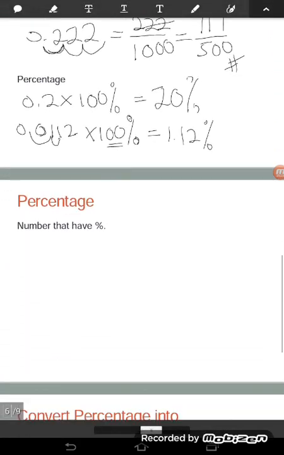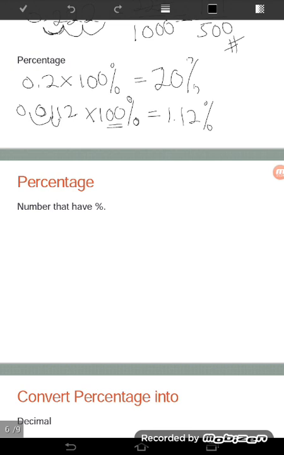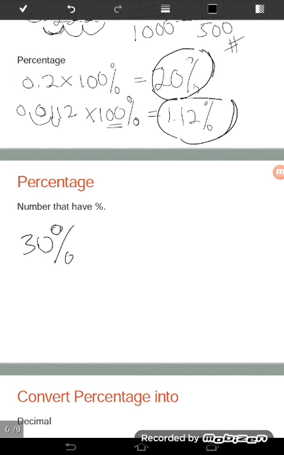Next, percentage. What is a percentage? A percentage is a number that has a percent sign. For example, 20%, 1.12%, 30%, 5%, 2%, and so on.